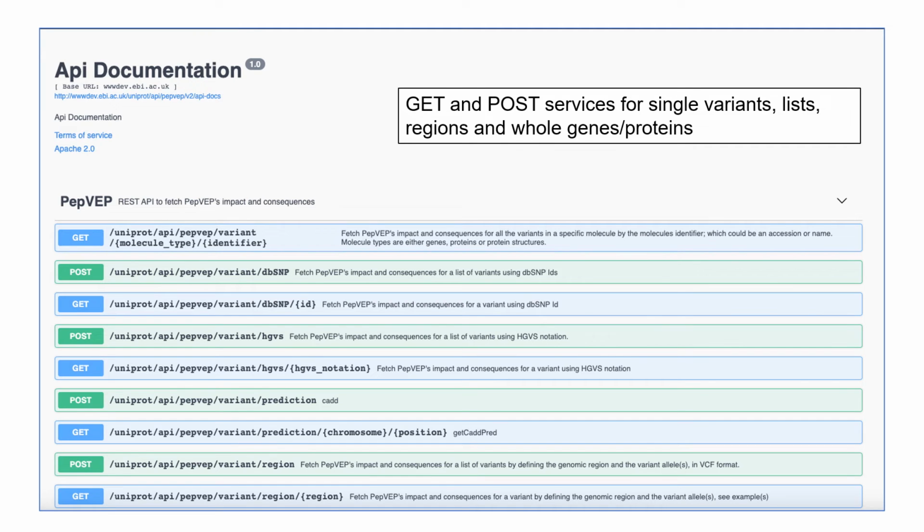The data can be accessed programmatically, and PepVEP has GET and POST services in order to retrieve information for single variants, lists of variants, whole genes, proteins or regions within them. The user can use dbSNP, HGVS or VCF.